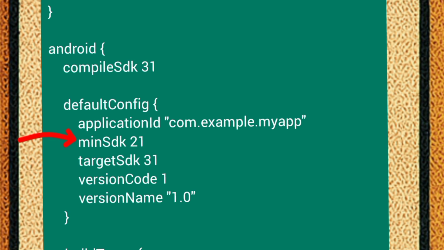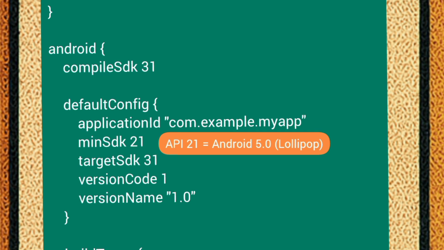MinSDK 21. This is the minimum Android version your app can run on. API 21 equals Android 5.0, Lollipop. So you're saying our app can't work on anything lower than Android 5.0.